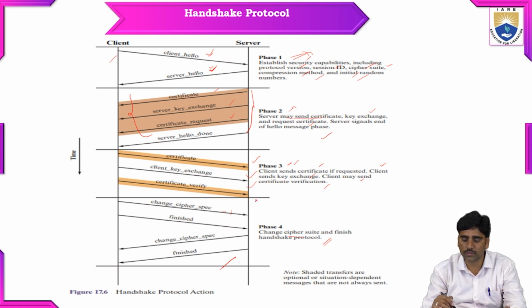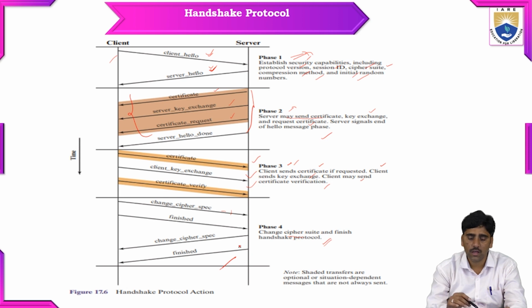So these are the four phases. One is establishing security capabilities. Second is sending the certificate from the server side. Third is the client sending certificates and verification. And the fourth is changing the cipher suite and finishing the handshake protocol. So that is about the handshake protocol actions, and these are all handshake protocol message types.